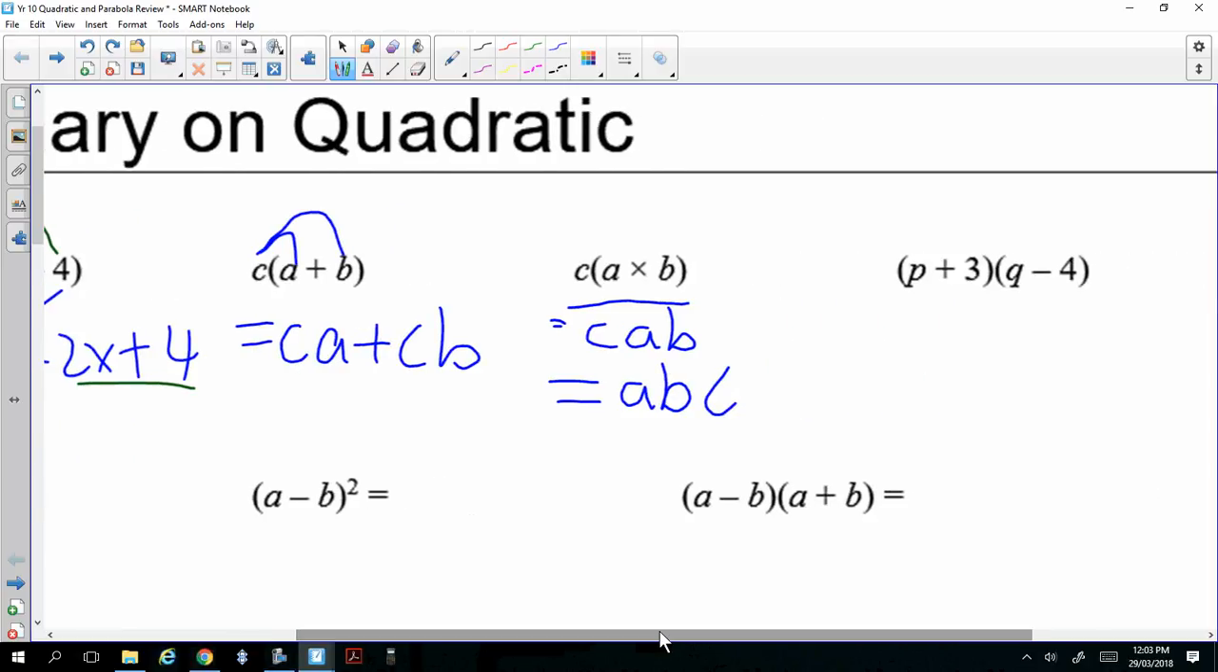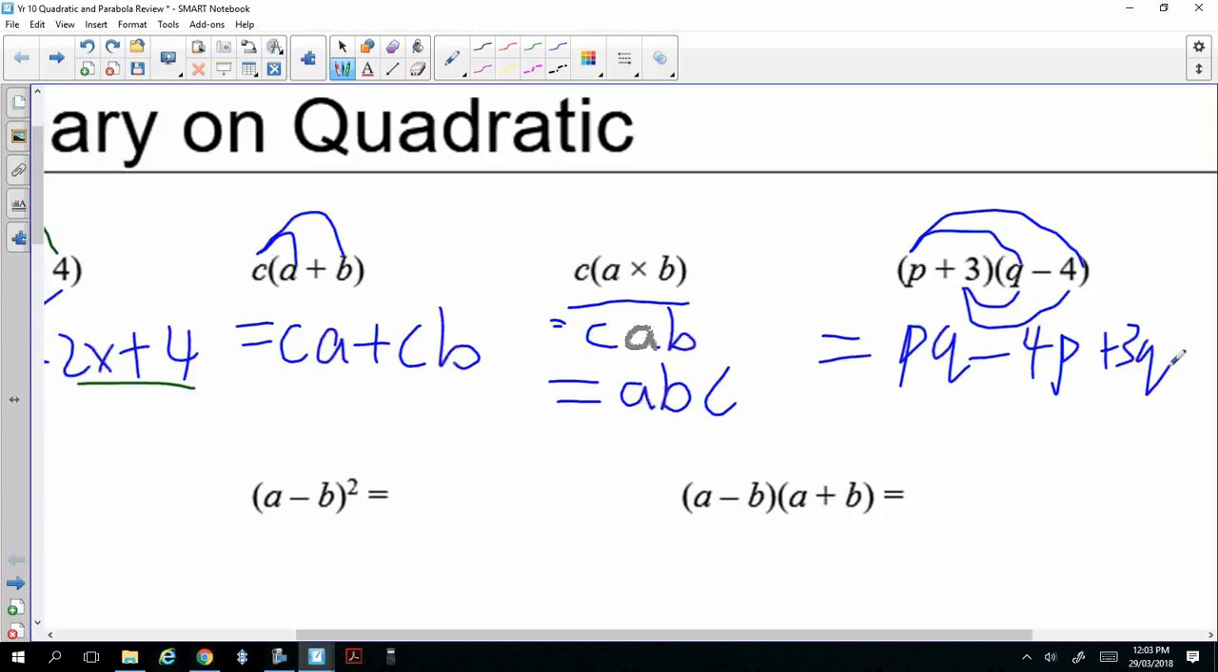Next one. This one you do times both. You go like this. Okay? So you go PQ minus 4P plus 3Q minus 12. I think that's it. There's no like terms.